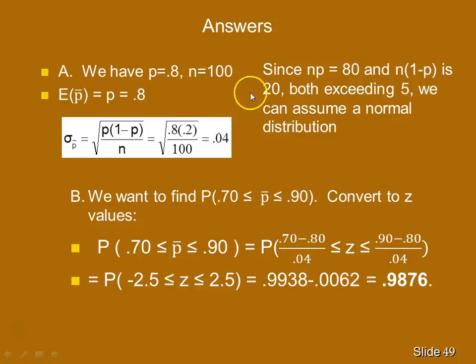N times P, 100 times 0.8, is 80. N times 1 minus P, 100 times 0.2, is 20. They both exceed the number 5, so we can assume a normal distribution.